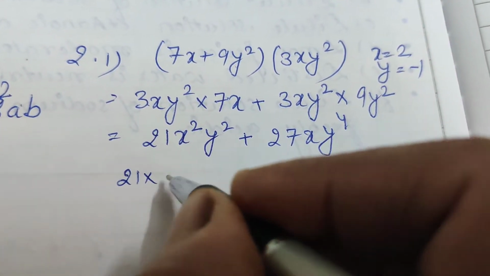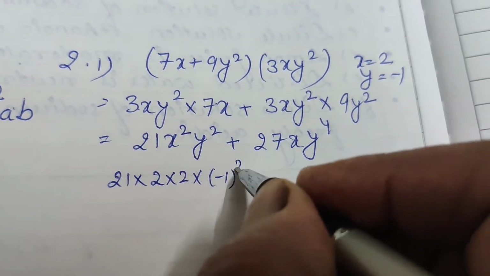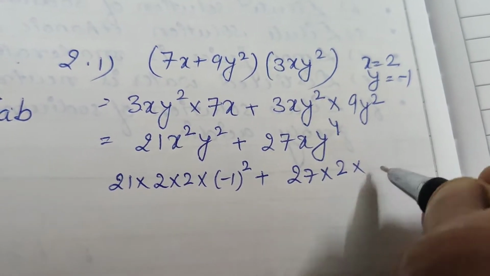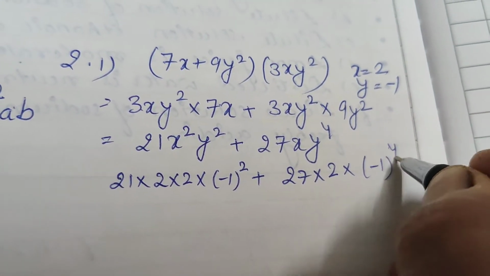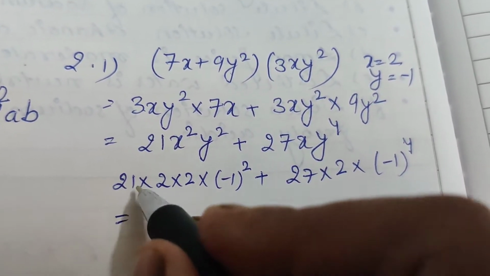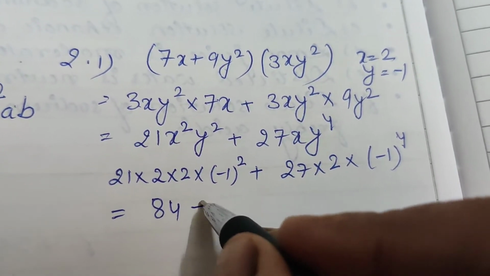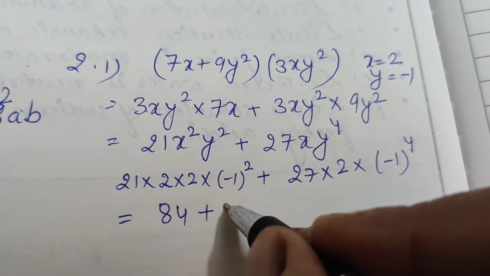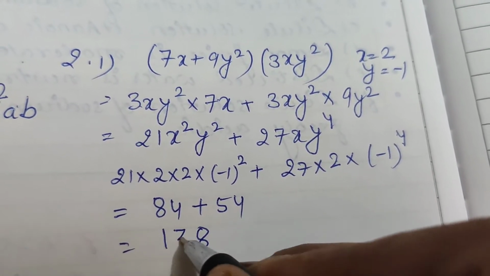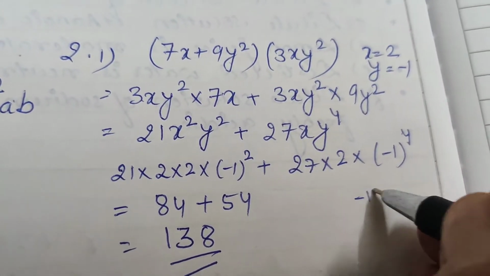Now put the values x equal to 2 and y equal to minus 1. 21 into x square means 2 into 2. Y square is minus 1 square. 27 times x times y to the power 4 means minus 1 raised to power 4. 21 fours are 84, because minus 1 square is plus 1. 27 into 2 is 54. 138. This is the value because minus 1 raised to power 4 equal to 1.